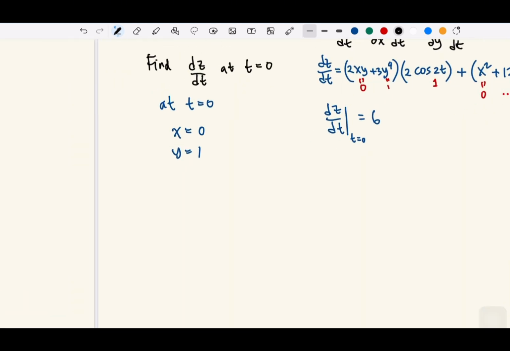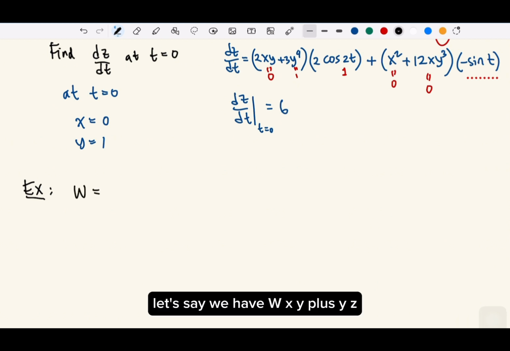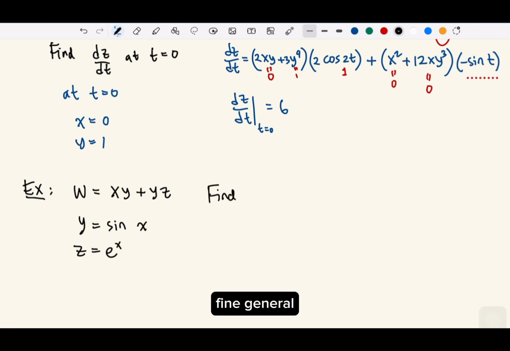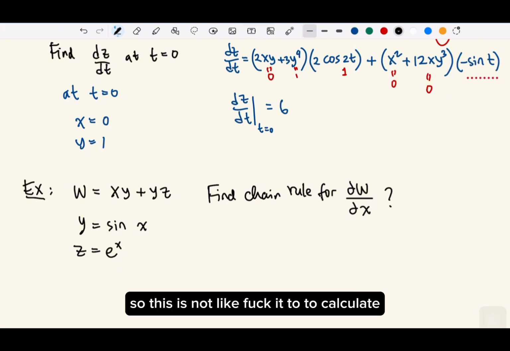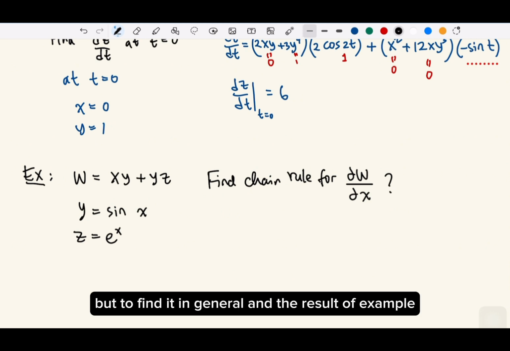Okay, another example. Let's say we have w equals xy plus yz, y is sine x, and z is e to the x. Find the chain rule for ∂w/∂x. So this is not like calculating with a number, but finding the chain rule and the result of the chain rule.